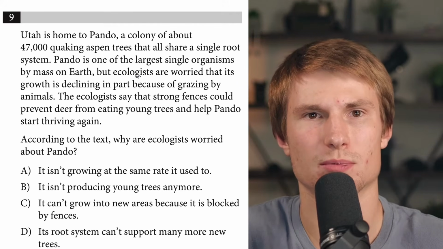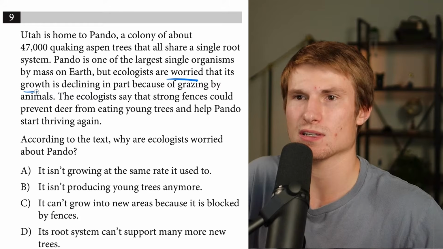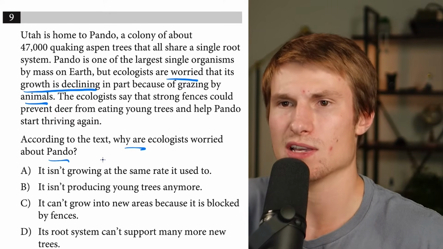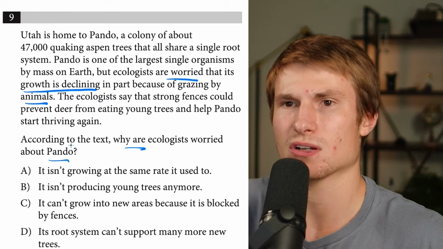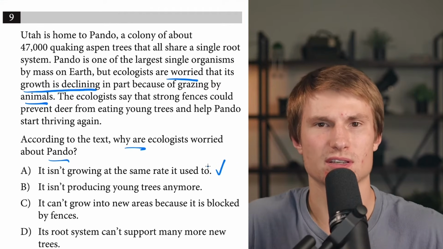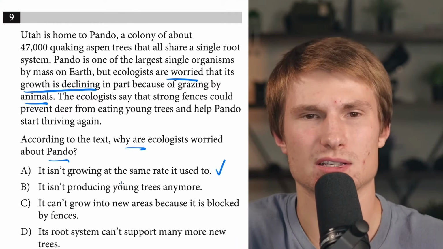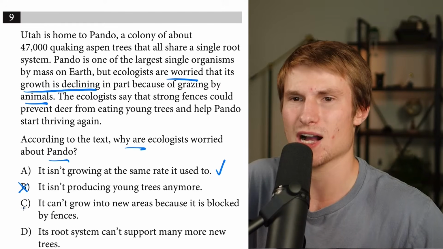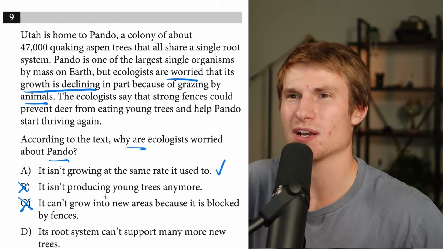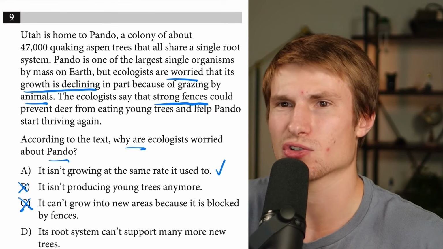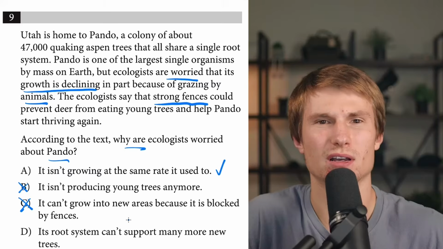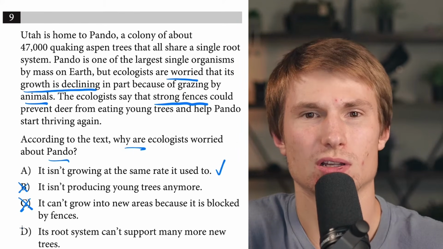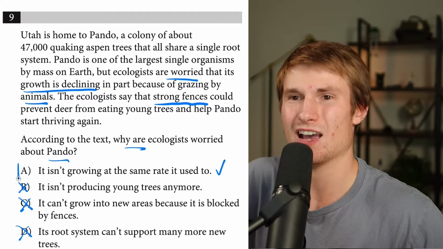Well, it says up here, ecologists are worried that its growth is declining in part because of grazing by animals. We have option A, it isn't growing at the same rate it used to, so growth is declining, so that would make sense. That's not very specific though, so I'll keep reading on. B, it isn't producing young trees anymore. It doesn't say that anywhere. C, it can't grow into new areas because it is blocked by fences. We're talking about possibly introducing strong fences to prevent the deer from eating the trees, but it's not because of the fences themselves. D, its root system can't support many more new trees. It doesn't say that anywhere, so our answer would have to be answer choice A.